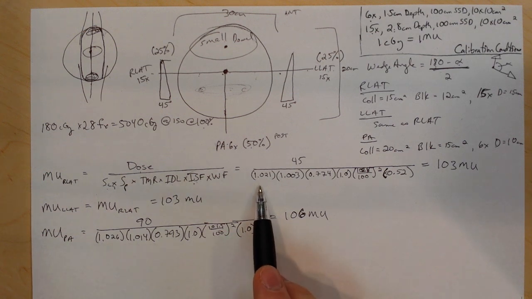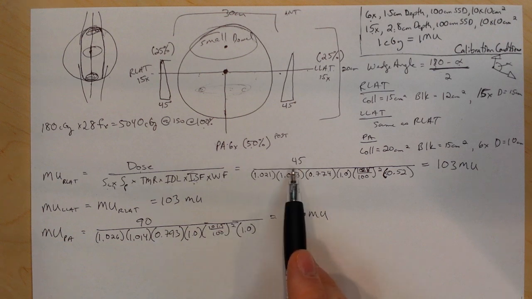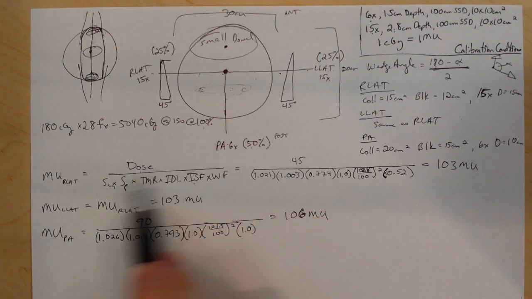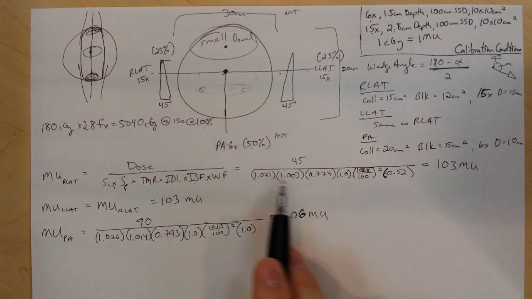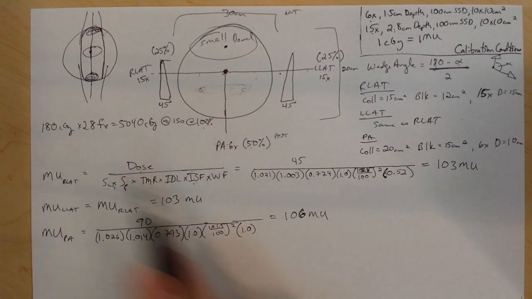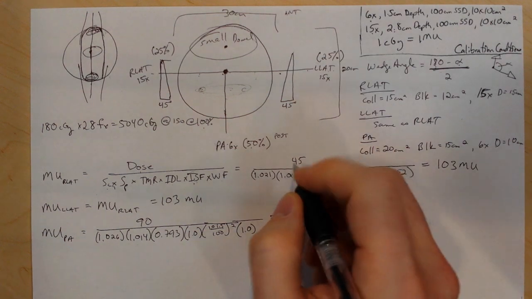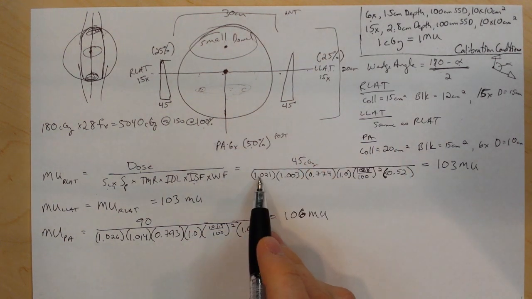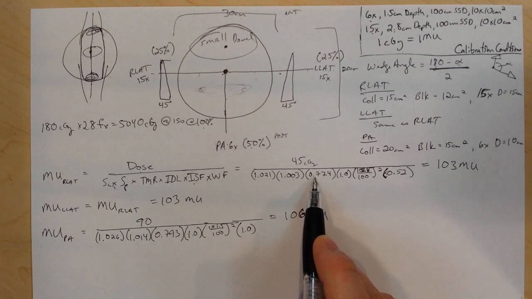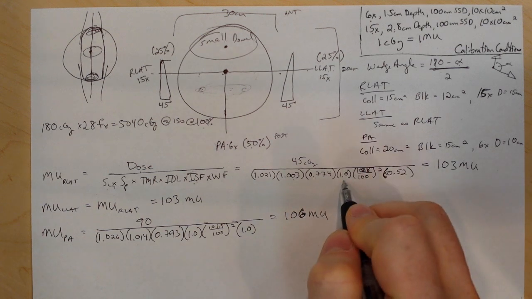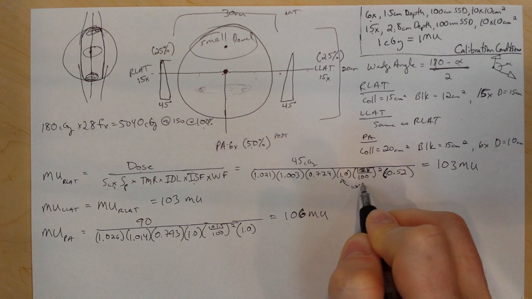Again, you can use the beam data tables that I imported to look up all of these numbers and verify that I didn't make any major mistakes. But basically, for the right lateral, if I take 0.25, 25% times 180, my prescription dose, I get 45 centigray. My two output factors are 1.021 and 1.003, TMR 0.774. My normalization factor is 1.0 because I'm at 100%.